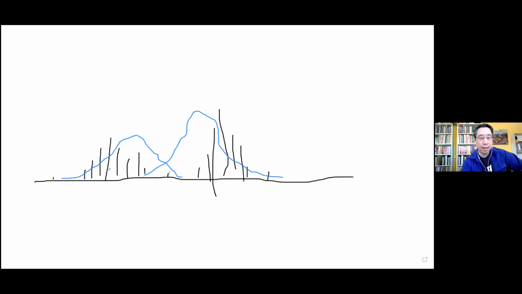Yeah, so at iteration i, if the blue is our current guess, then what we would do is calculate the likelihood that all these black training points came from these 2 blue distributions.